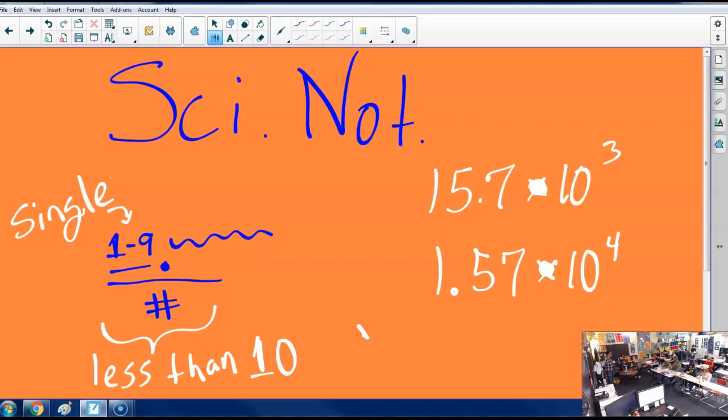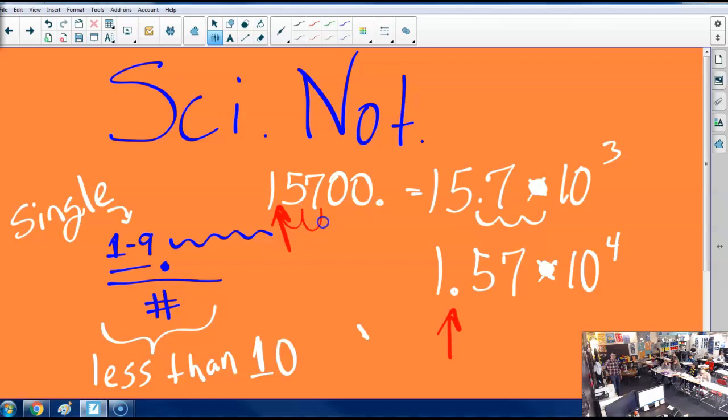So this number, so you can actually understand why we did this, is actually 15700, because if I move this decimal 3 places over, that's what this number is. To get it into proper scientific notation, we have to drop the decimal there like we did. But then we are asking, how far does it travel to get to where it actually lives? 4 places.